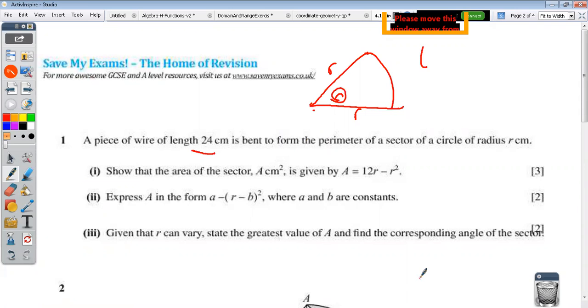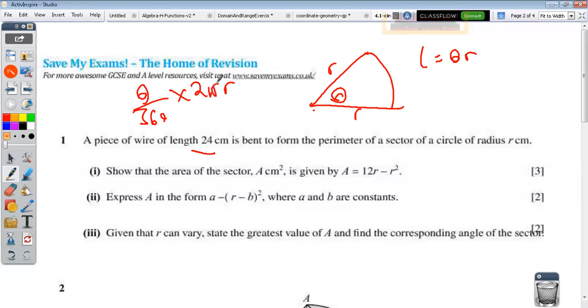Length of a sector, say theta is 60, theta over 360 times 2 pi r. We said theta over 360 times 2 pi r. But I've showed you that now, right? We now change this to radians. It's now theta over 2 pi multiplied by 2 pi r. Even if you forget, this cancels, this cancels. So this is your formula here.